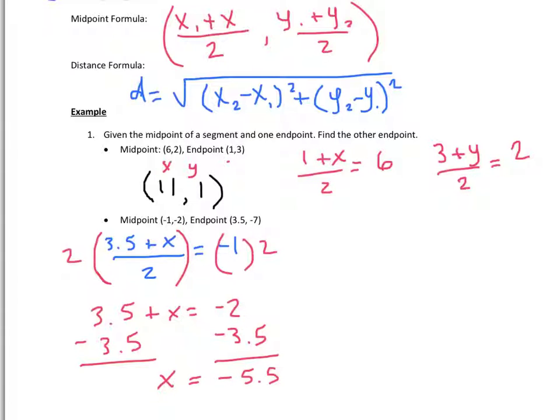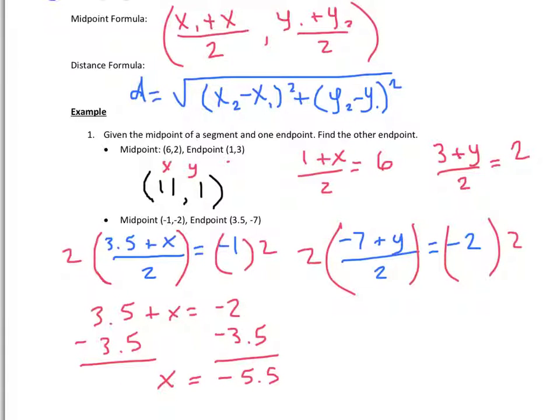Now to get my y-coordinate, I set up the same type of equation, but now with -7, because that's the y that I know. I need my endpoint, divide by 2. That's supposed to equal negative 2. So I'll multiply both sides of the equation by 2. So we have negative 7 plus y equals negative 4. Then add 7 on both sides so that y equals positive 3.